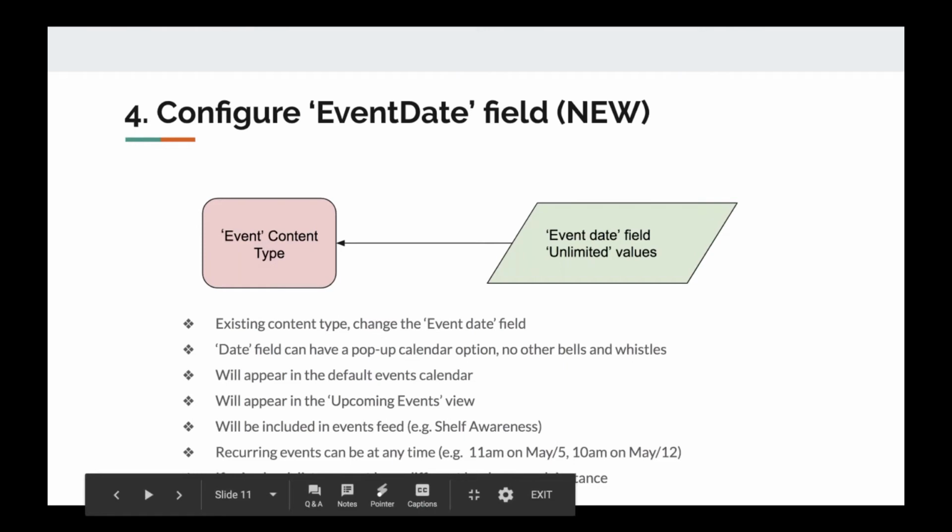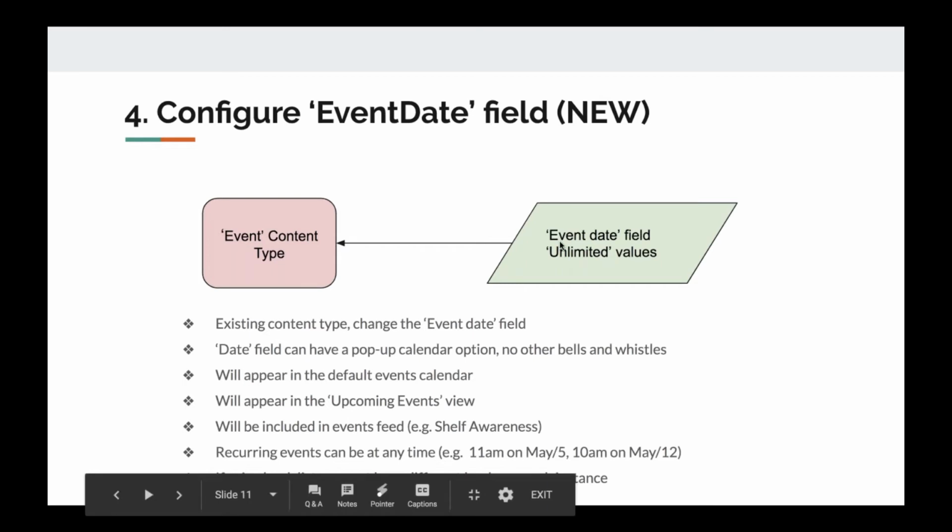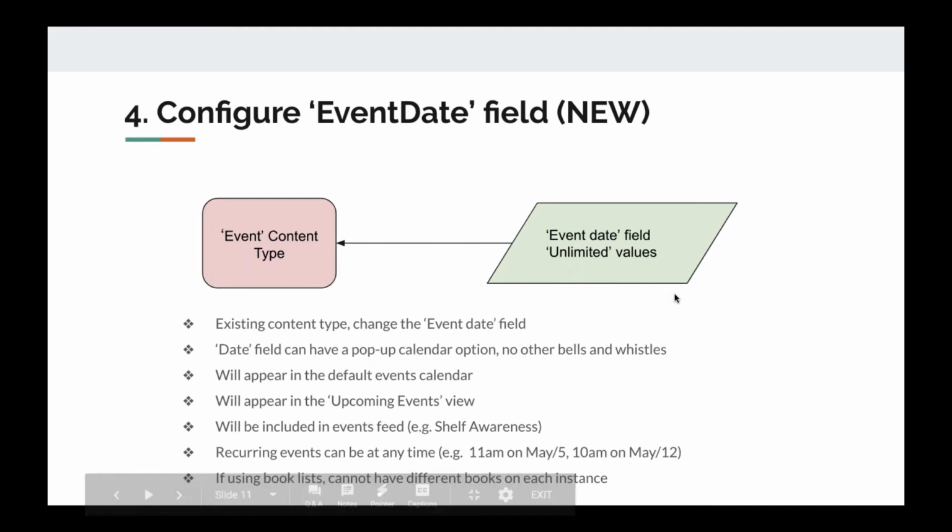Now, the fourth option, which is kind of the latest one that we added, is configuring the event date on your existing event content type. So this is the event content type. You take the event date. Right now, if you look at it, you can only accept one value, but you change it to unlimited, and now you're able to use it for multiple events.